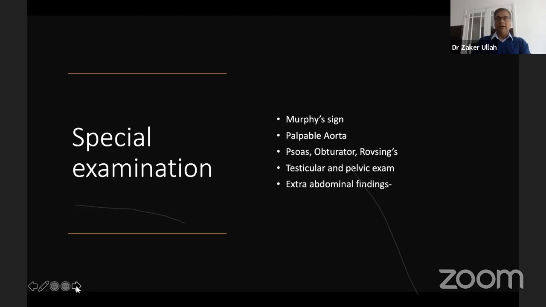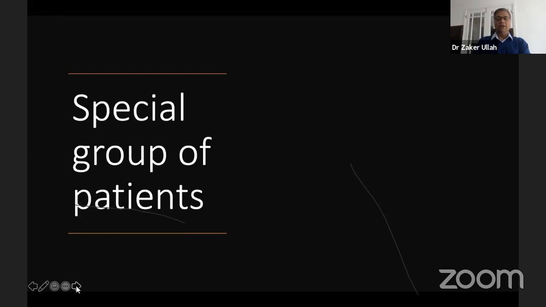And extra abdominal findings, look and see whether any rashes or anything coming out anywhere in the body. Don't forget, special group of patients. Whenever you are going to see these patients, you remember there's some patients like elderly. They can't produce exactly the same signs and symptoms like a young person.